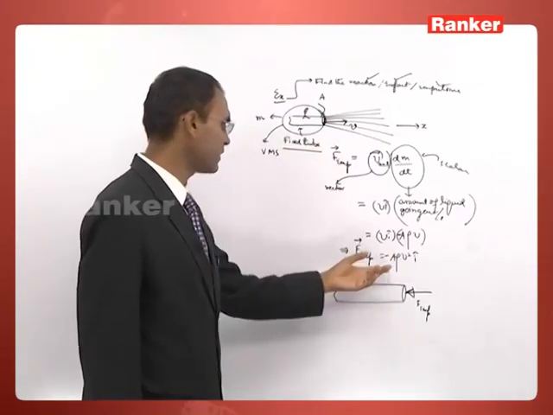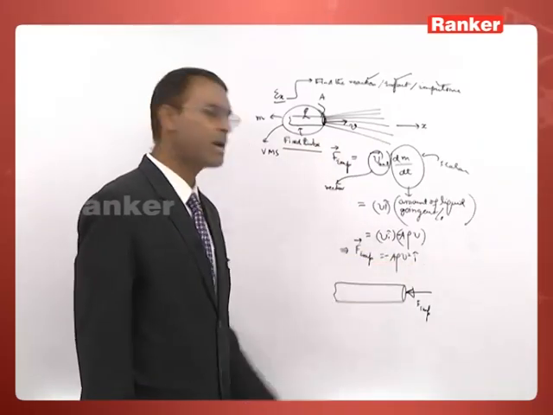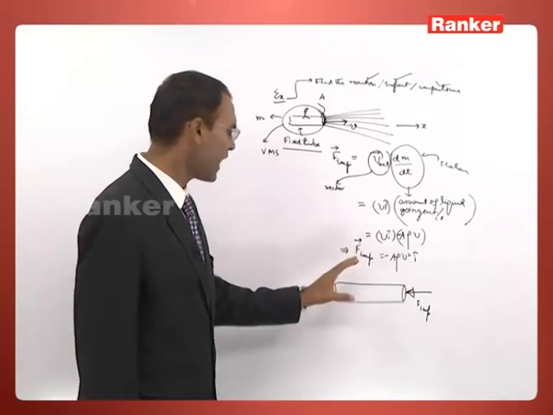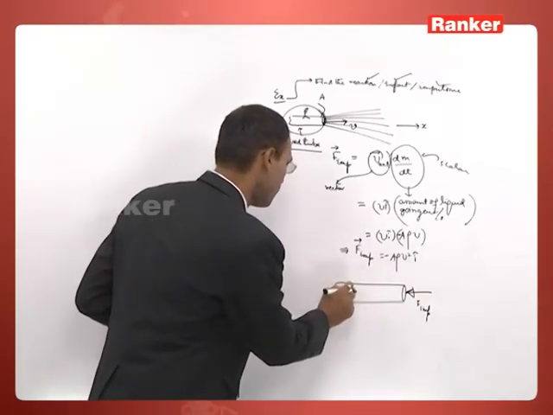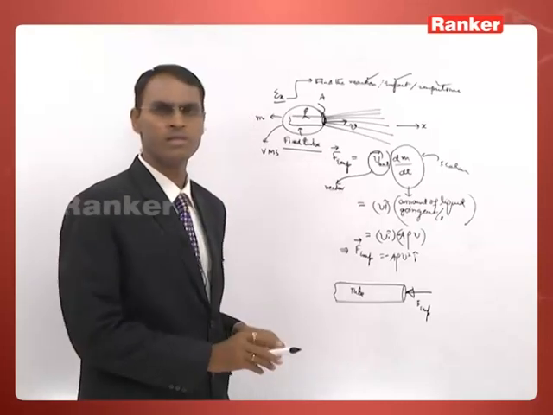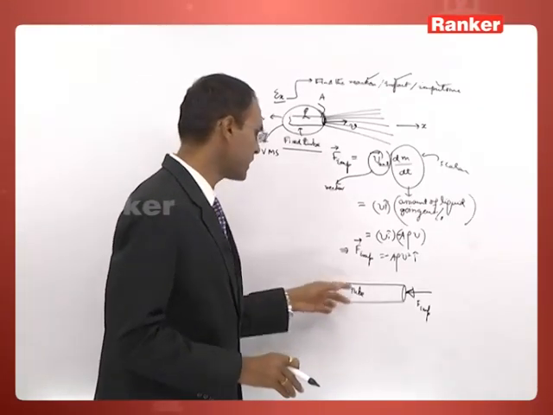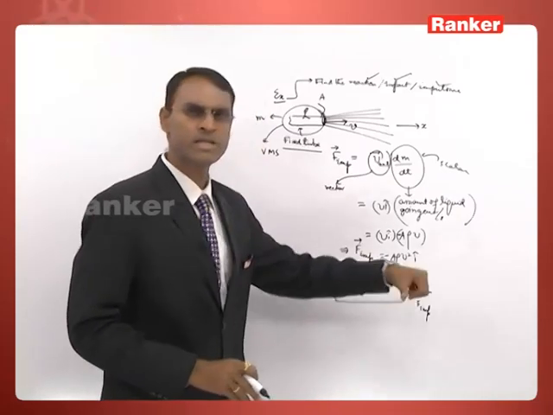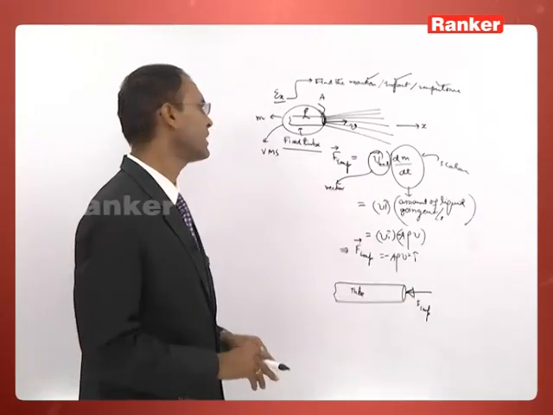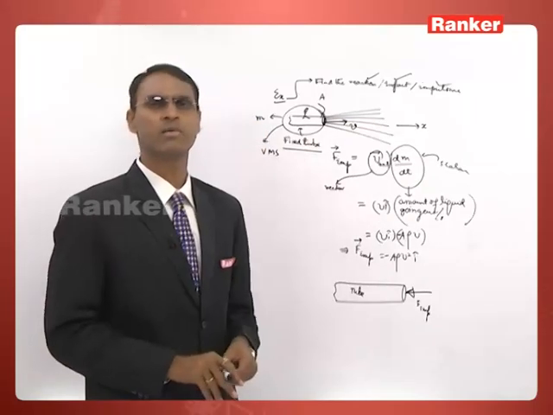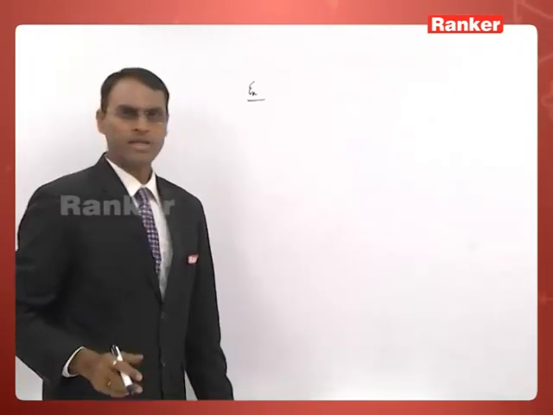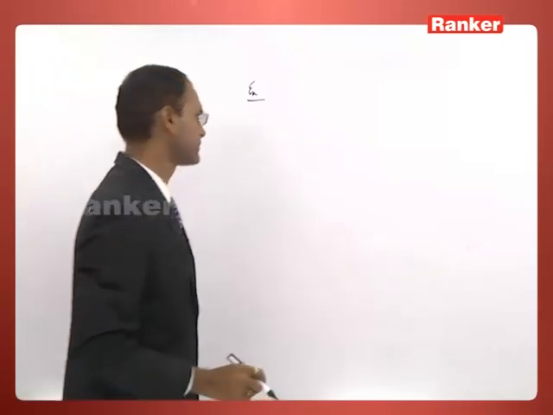Mathematically or vectorially, the minus i cap signifies that the force acting on the tube is directed in the negative x direction. In other words, we can say that the tube is kicked back by the outgoing or emerging liquid. Let us take another example.